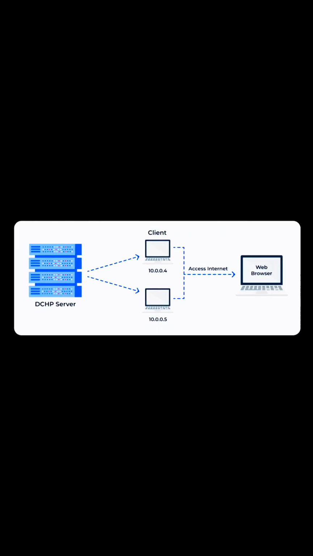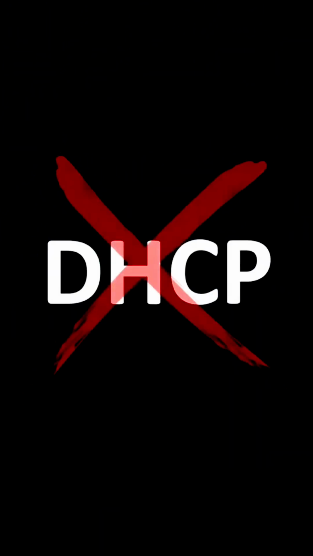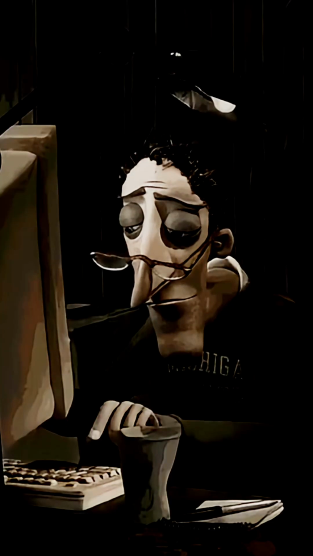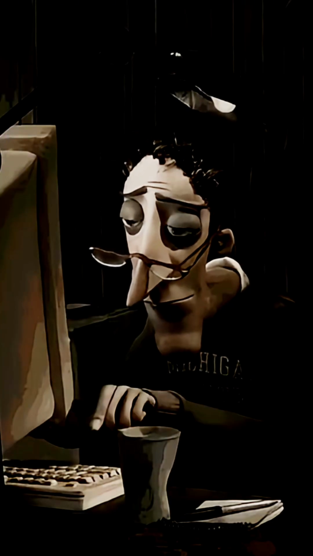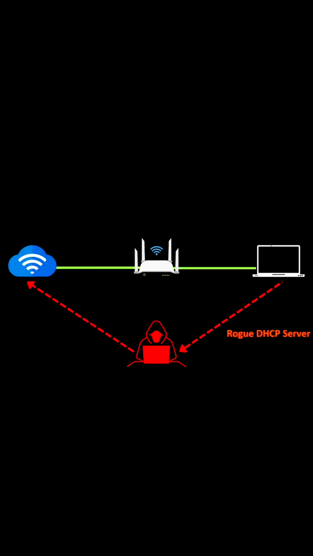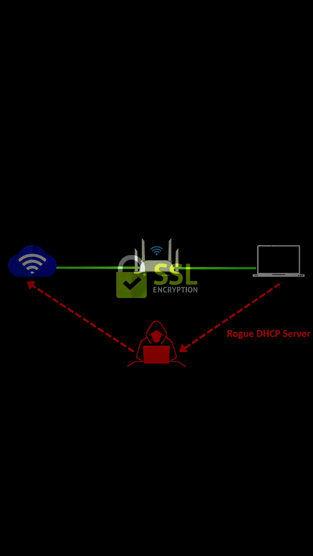DHCP, Dynamic Host Configuration Protocol. It's what gives your devices an IP address automatically when they connect. It usually runs on your home router or a dedicated server in larger networks. Without it, you'd have to manually configure the IP settings on every single device. Attackers can exploit rogue DHCP servers to reroute traffic through them.